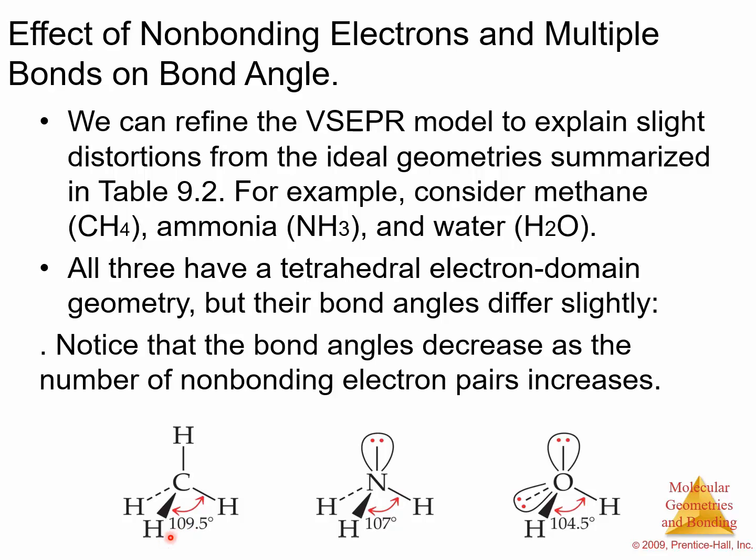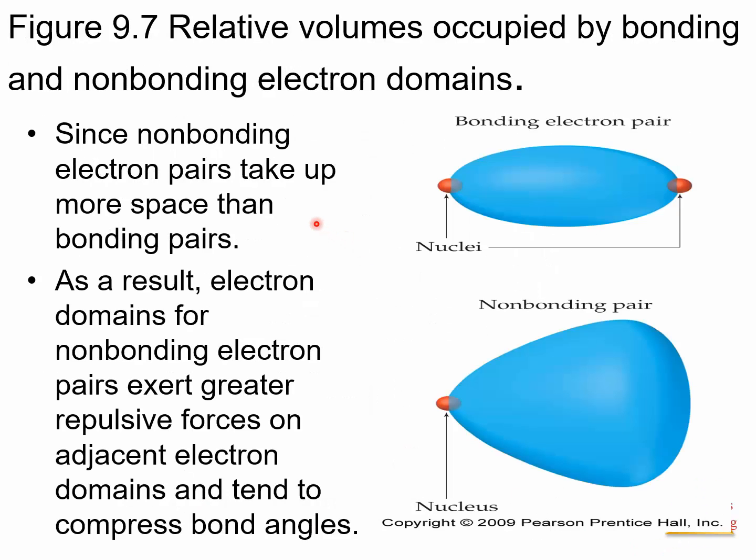Here the bond angle is 109.5, typical tetrahedral. Because this lone pair pushes here, the angle becomes smaller, 107. And here we have 2 electron pairs, they push more on this angle, because of electron repulsion, of course, 104.5. Now, if we look at this figure, it shows us the relative volumes occupied by bonding and non-bonding electron domains.